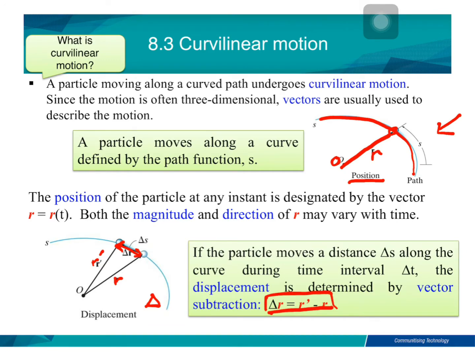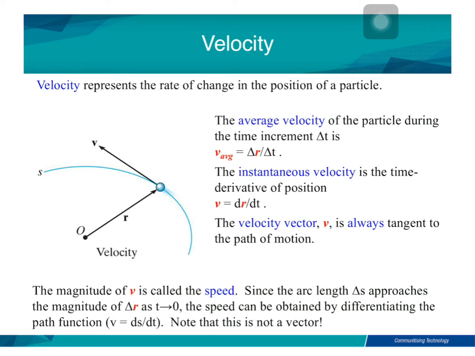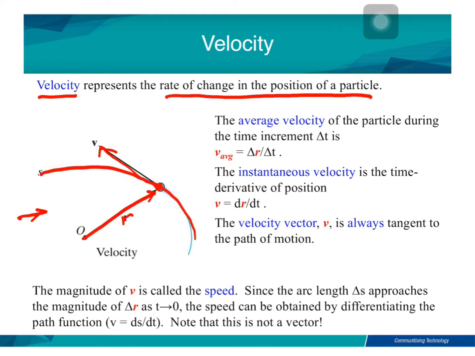Alright, next. What is the velocity? Velocity represents the rate of change in the position of a particle. Here you may refer to this figure. Here we have vector r for the position of this particle. And you must remember that the velocity must be tangent to the path. This is the path, and this is the velocity. Remember, velocity must be tangent to the motion.